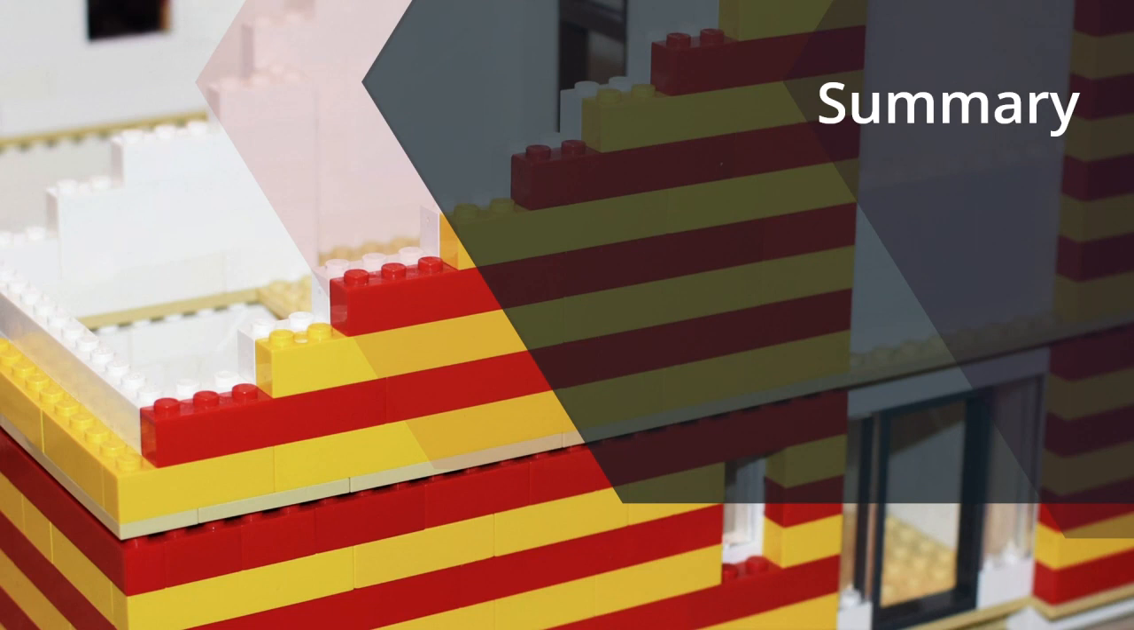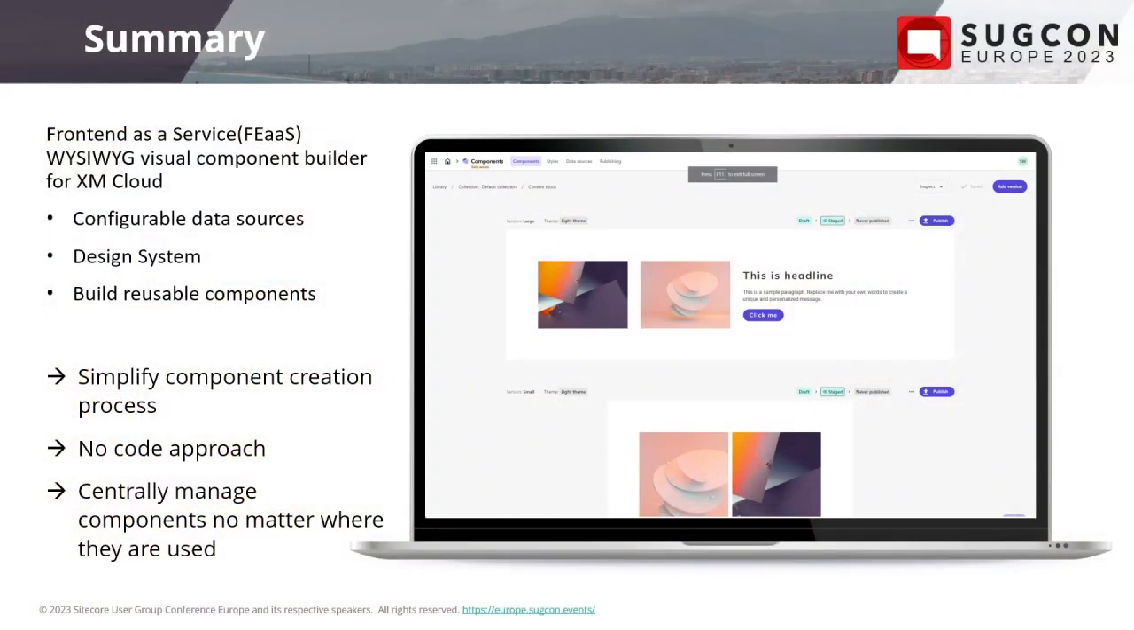Now, summarizing, I would say Sitecore Components is a great new front-end as a service solution. And we've seen that it's front-end as a service. It's a what-you-see-is-what-you-get component builder. We have configurable data sources. We can do the design system. Just repeating myself a bit, but we have reusable components that we can use basically everywhere.